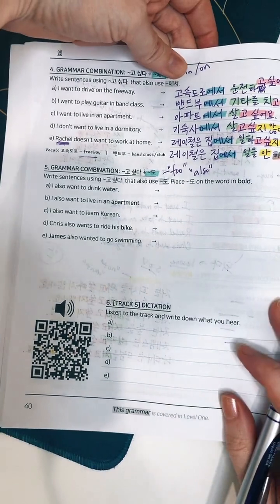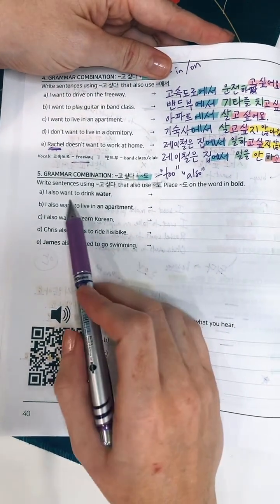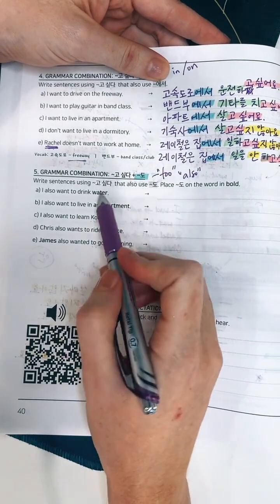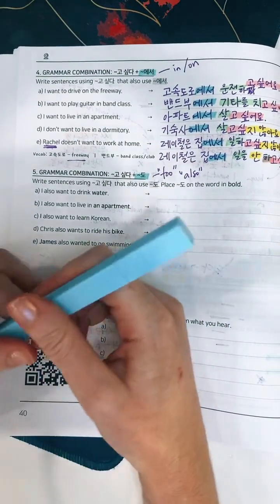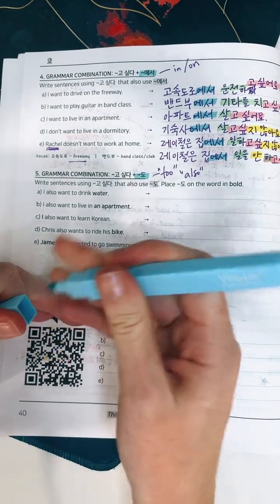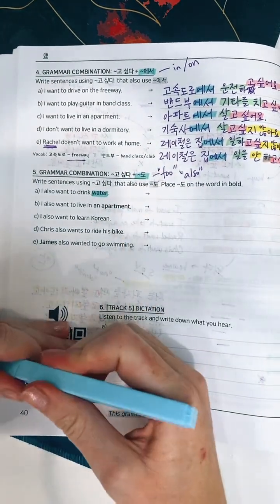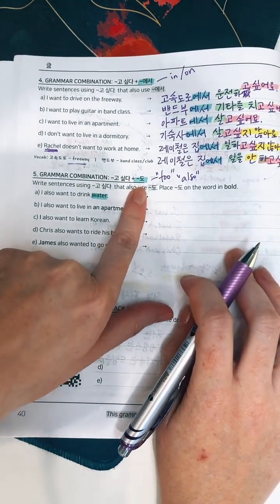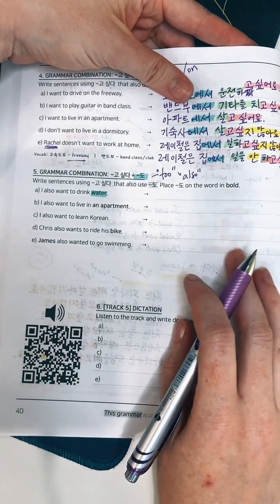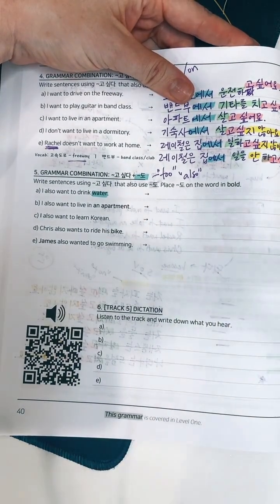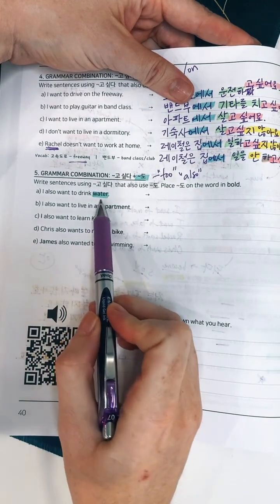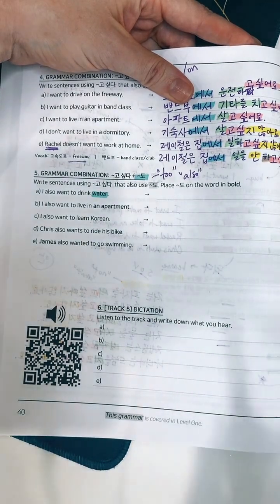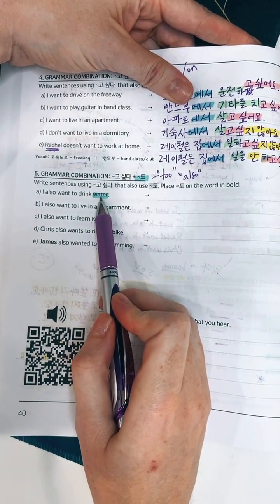All right. A. I also want to drink water. So notice how water here is in bold. That means that's where we attach 도. This 도 always attaches to nouns. 저도 물을 먹고 싶어요. So be careful of this. So I also want to drink water. There's a couple places you can attach 도. And we're telling you in this to attach it to the water.